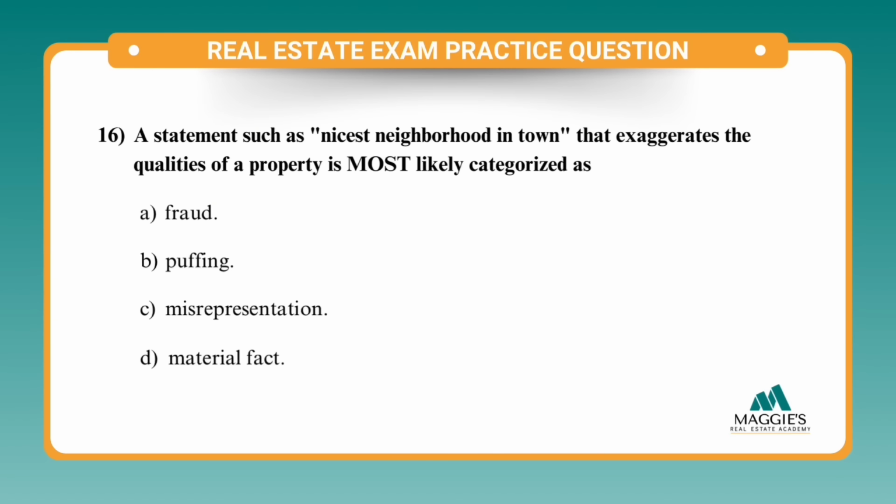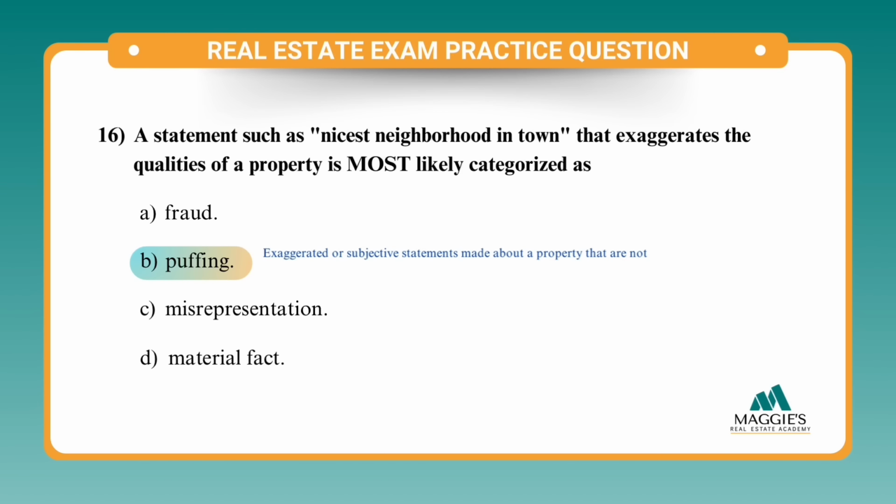Number 16, a statement such as "nicest neighborhood in town" that exaggerates the qualities of a property is most likely characterized as A, fraud, B, puffing, C, misrepresentation, or D, material fact. The answer is B, puffing.